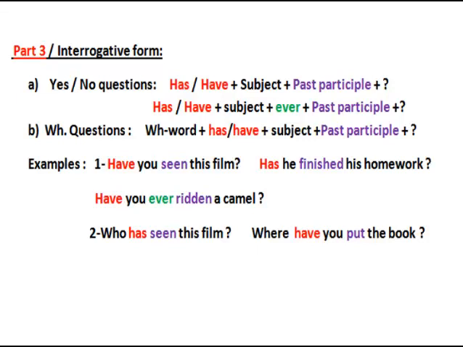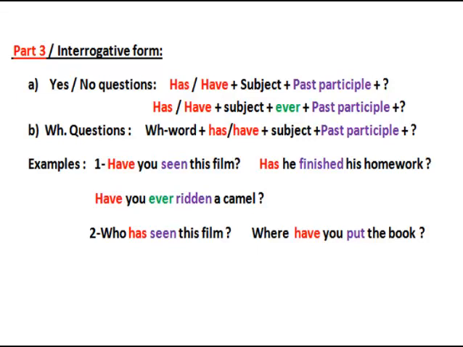The examples now. Number 1. Have you seen this film? Has he finished his homework? Have you ever ridden a camel? You've got ever. It comes before the past participle, just after the subject. Ridden is the past participle of the verb to ride. It is an irregular verb. You have to learn your irregular verbs.